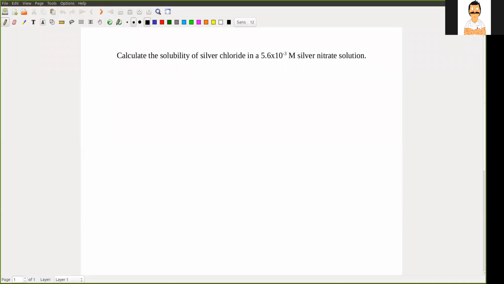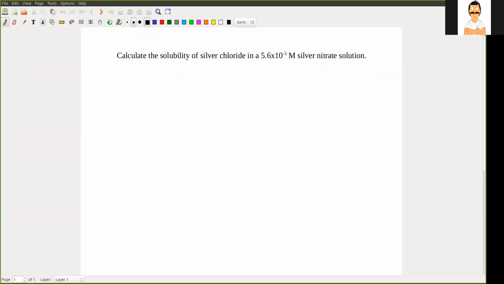And today we're looking at the common ion effect on solubility at equilibrium. So, the times that you would see that is if you have an ion that's going to be used during the precipitation process, but also exists in solution as a non-precipitant, something that is completely soluble, like silver nitrate. So in this case, we have: calculate the solubility of silver chloride in a 5.6 times 10 to the minus 3 molar silver nitrate solution.